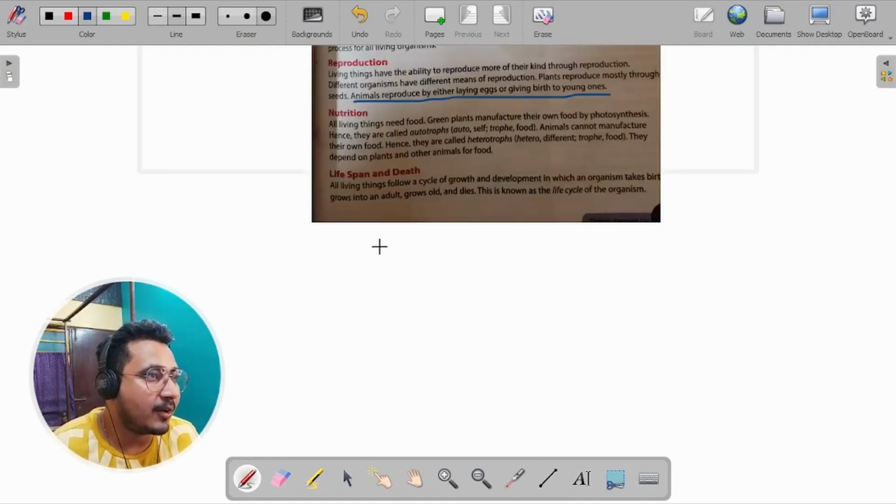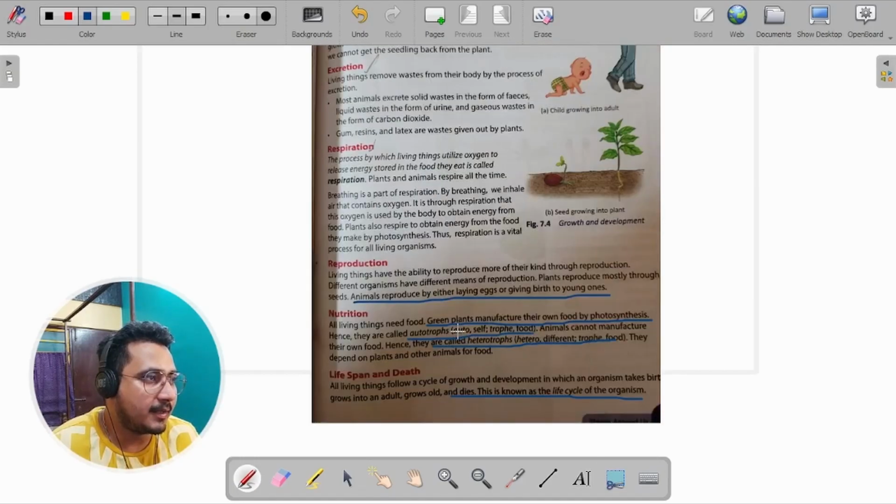Okay. Now the nutrition. Let me go through the sentence. You can see where I am underlining. That you underline. And in the lifespan and death, that I have underlined, you also underline. From that, you can get a question like, what do you mean by lifespan? That should be the answer, where we have underlined.